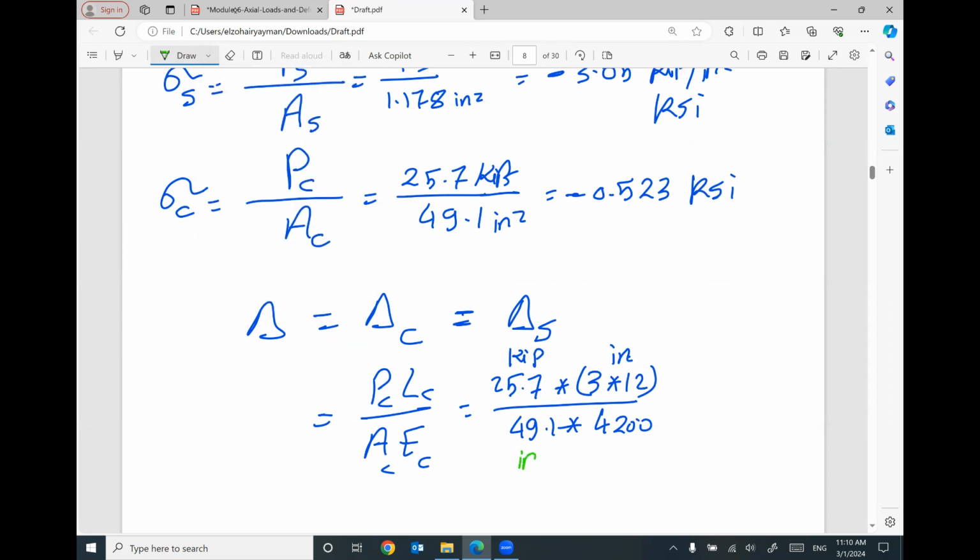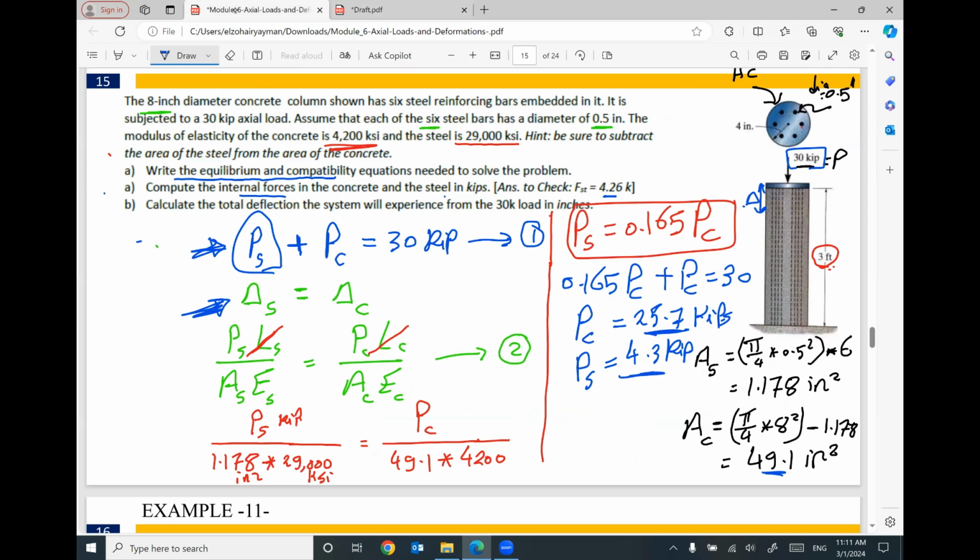This one is in inch square. This one is kip per inch square. So everything is in inches and kips, we are good. So 25.7 times 3 times 12 divided by 49.1 times 4,200. Your value will be 0.0045 inch. This is the total contraction, or the final contraction, in the composite column.